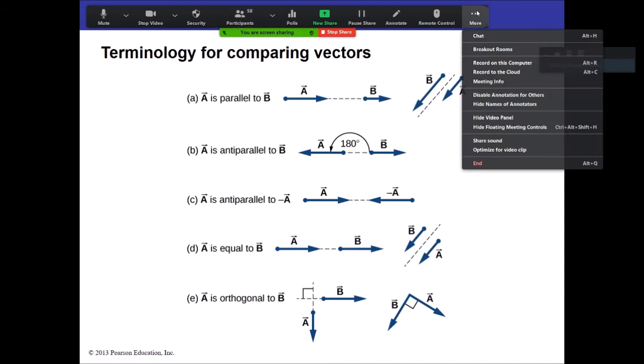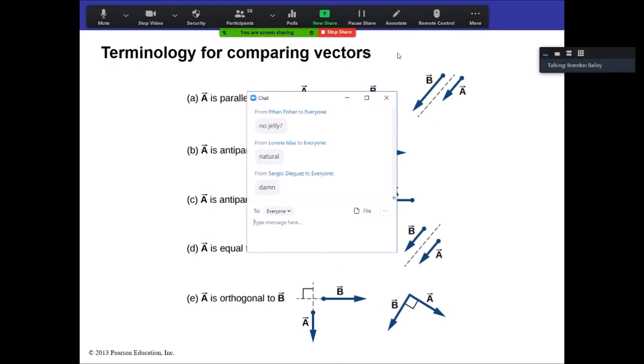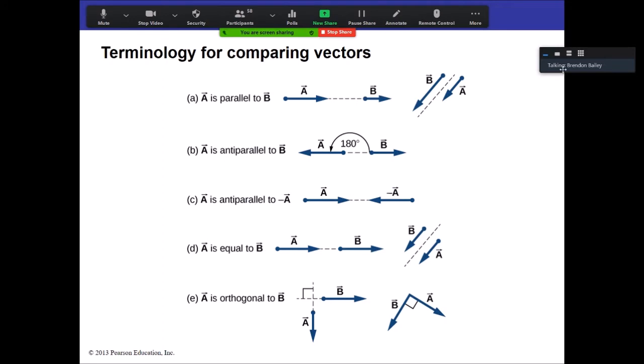Quick question. So in this example, A is parallel to B but not equal to it because it's not the same magnitude, right? You bet.